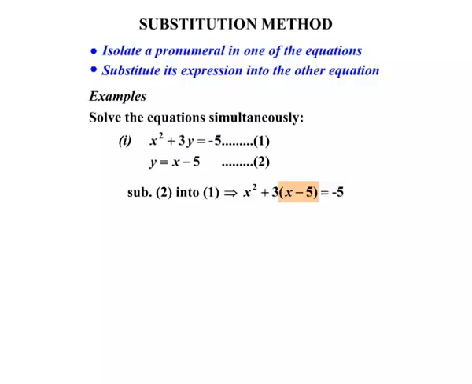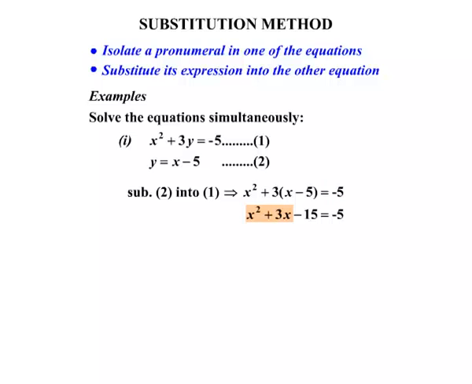Now, of course, make sure the x minus 5 is in brackets. If it's not in brackets, then we're going to have problems expanding. Now we need to expand the brackets. So we're going to have x squared, that's by itself, but the 3 is multiplying the brackets. That's why we get the plus 3x minus 15 on the left side, equals minus 5.